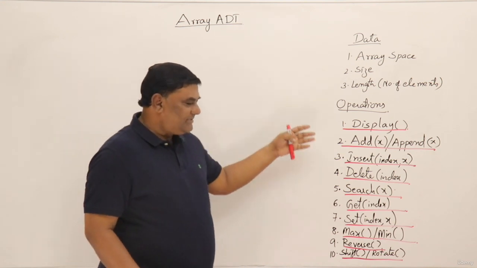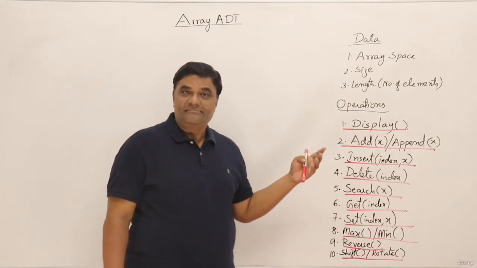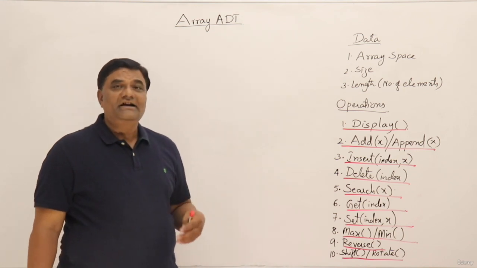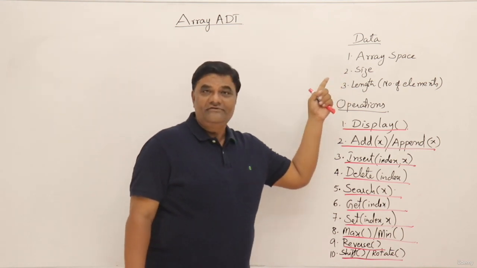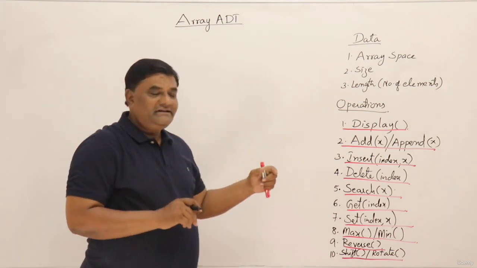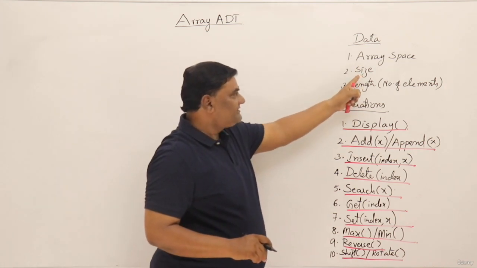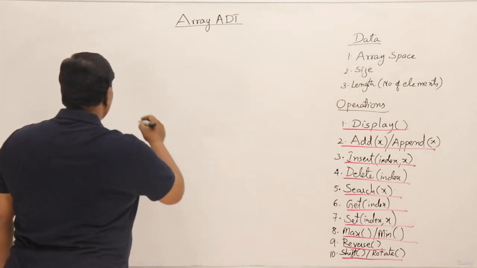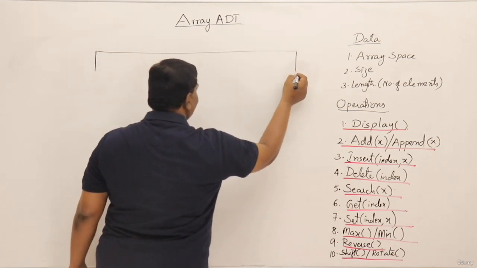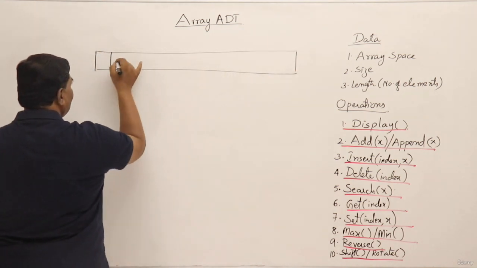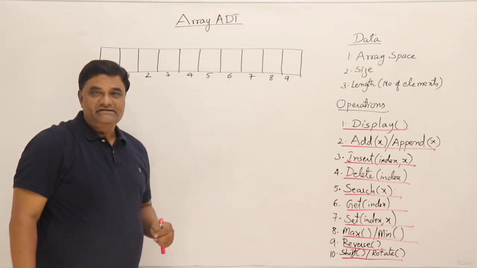So we'll discuss all these operations and see how these operations are performed on an array, and also we'll analyze them. Now first of all, let us look at the representation of data of an array. So the first thing is we need an array space of some size. So let us take an array of some size, that is array of size 10. Here is an array of size 10.